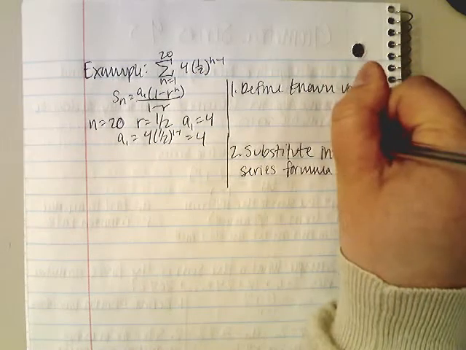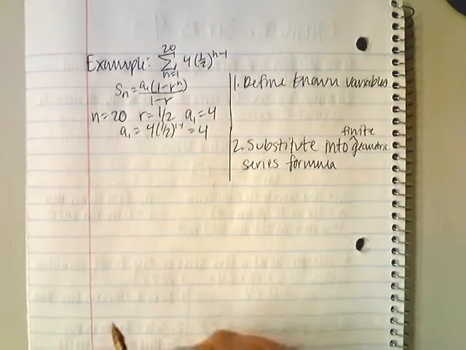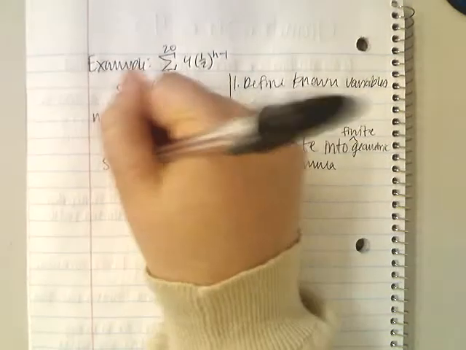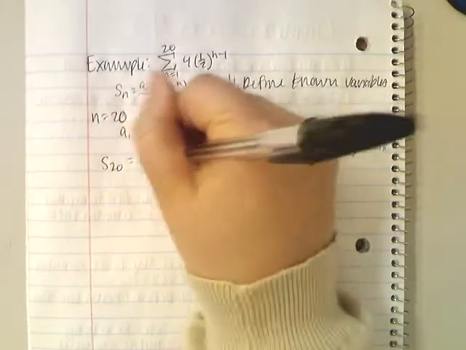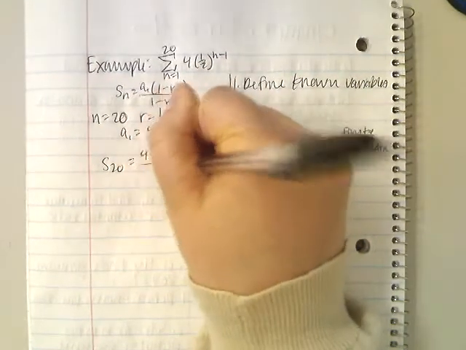Sorry, I forgot the word finite. It's important because we're going to learn about infinite in just a second. So I'm plugging into the finite geometric series formula. So I have S20 equals 4 times (1 minus (1/2) to the 20) all over (1 minus 1/2).